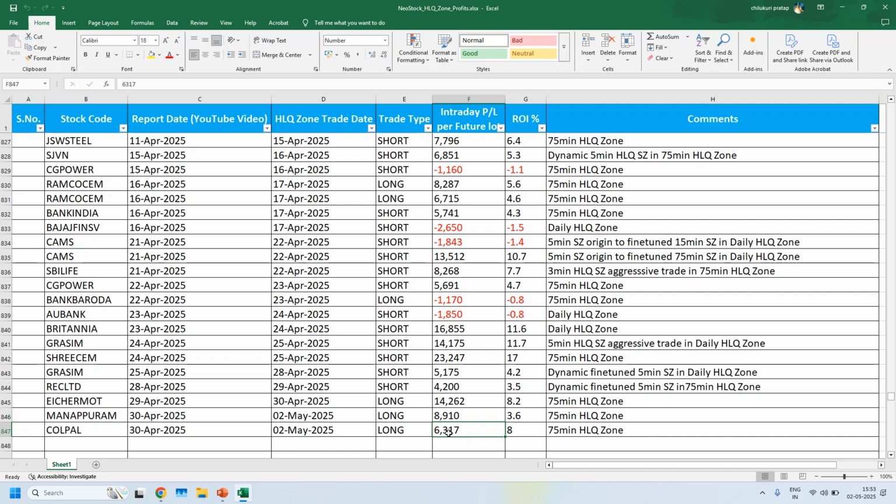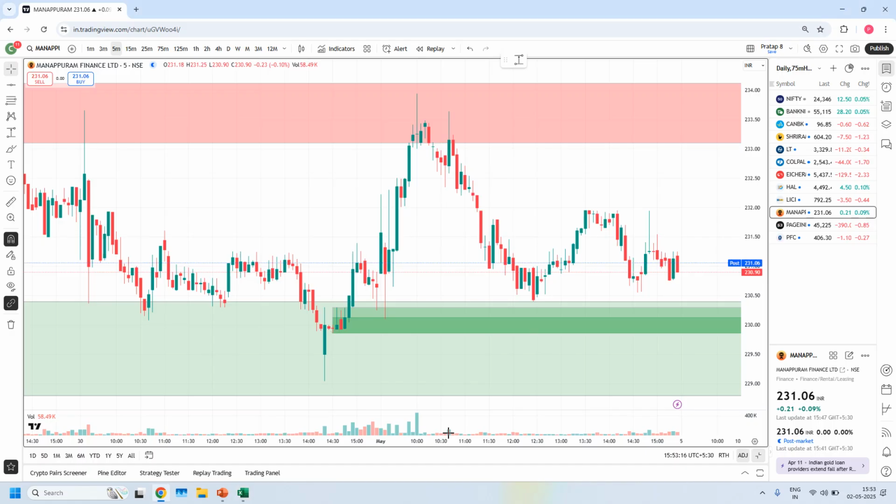But we didn't get the trades because they didn't reach fine-tuned zones. And one zone is violated in the morning 9:15 candle itself. Which stock? Let us look into that first.